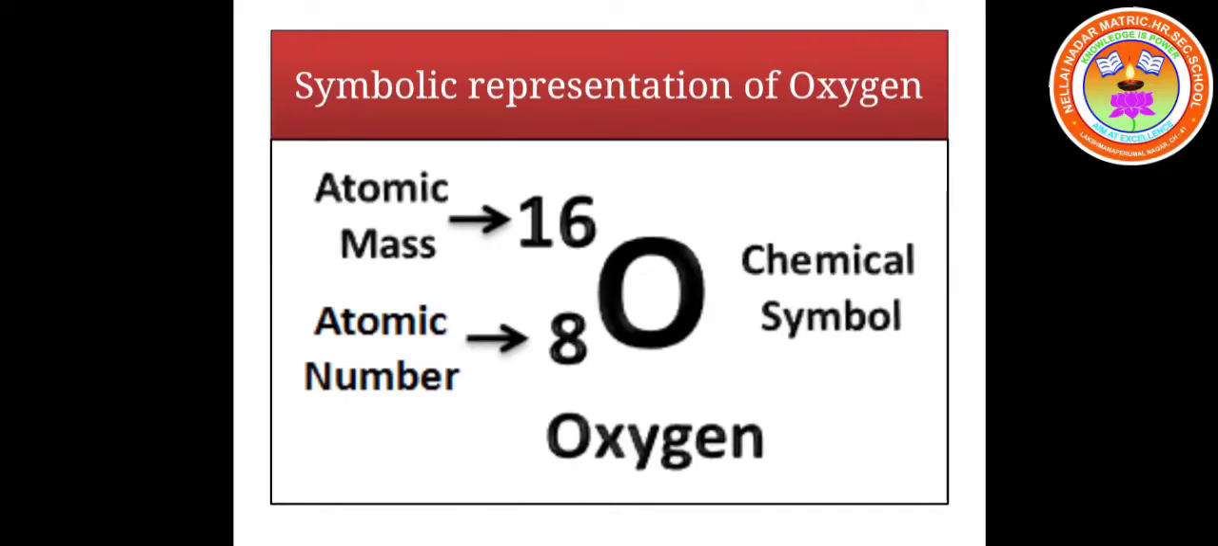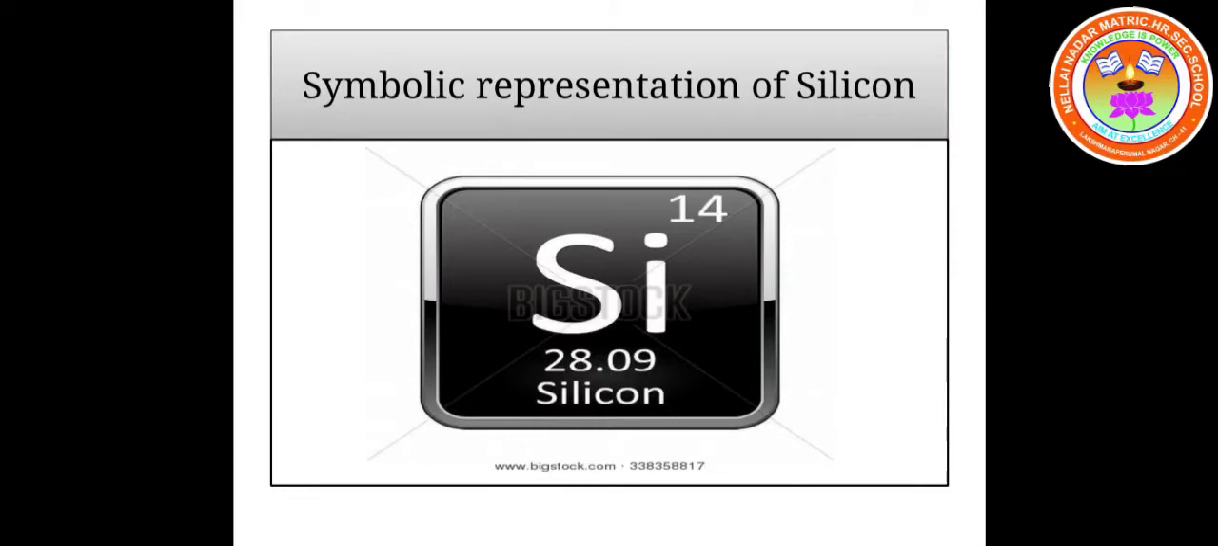Symbolic representation of the element oxygen. What is the symbol for the element oxygen? Capital O. Its atomic number is 8 and its mass number is 16. Atomic number is written as its subscript whereas the mass number is written as its superscript. Here is the symbolic representation of the element silicon. Silicon has got the atomic number 14, and its mass number is 28. 28.09 is its relative atomic mass.